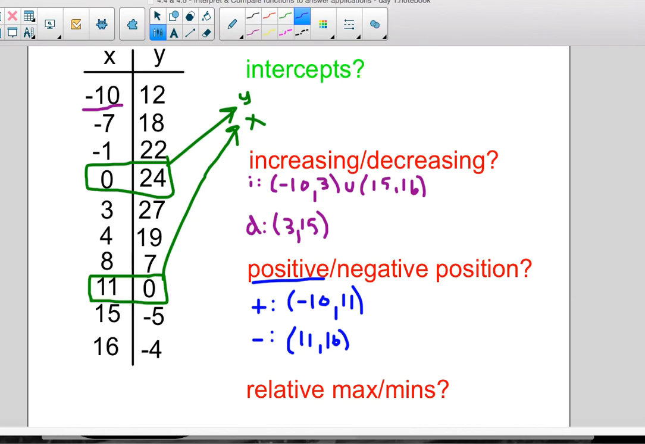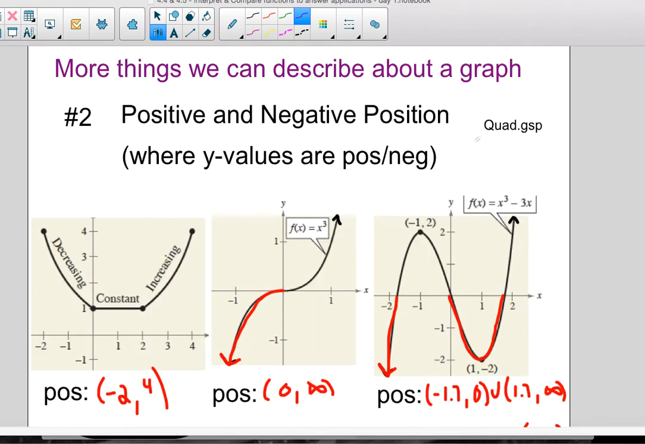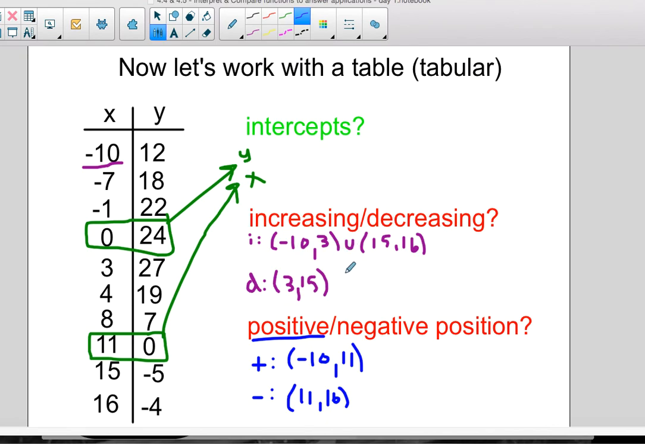And then relative maxes and mins. If you think about that, this was a relative max, this is a relative min. So where the graph is changing direction, right? It went from up to down, and it went from going down to up.